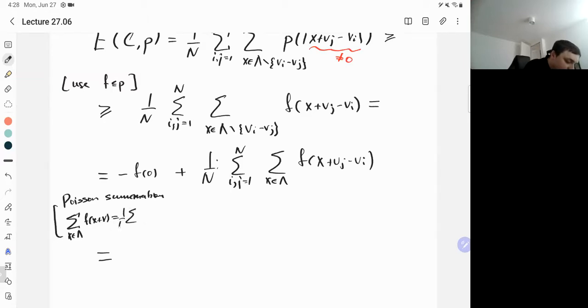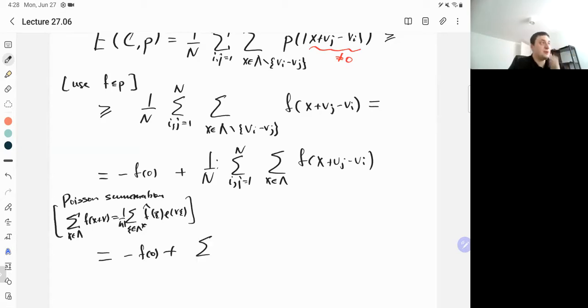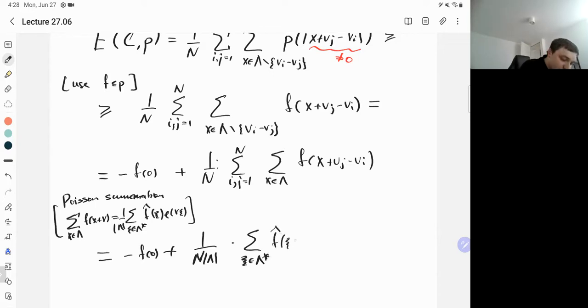So the summation over the original lattice, you can rewrite as a summation over the dual lattice of the Fourier transform, and then the translation becomes the modulation. And so when you apply this here and rearrange all the terms in the correct way, you get 1 over the covolume. So you get 1 over covolume, and now the summation over the lattice becomes a summation over the dual lattice of the Fourier transform at xi.